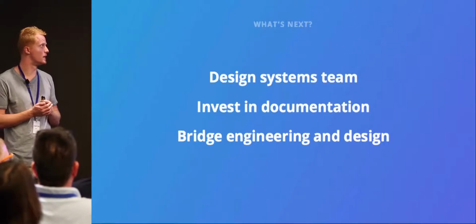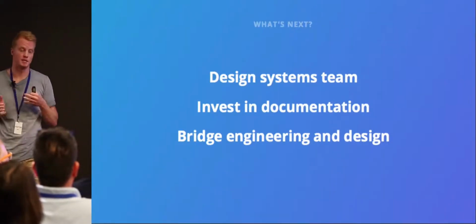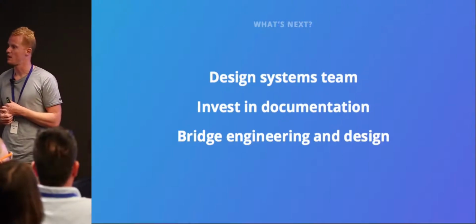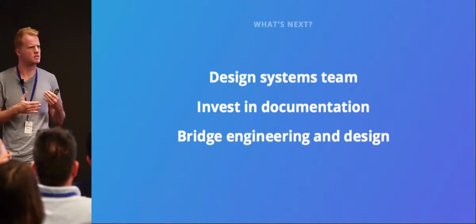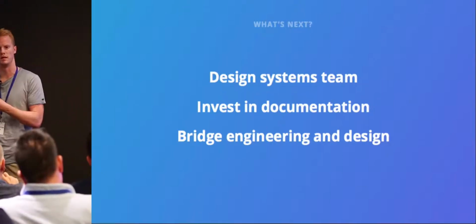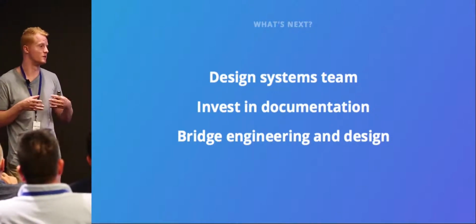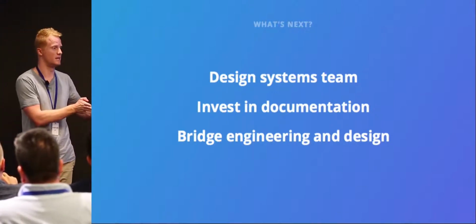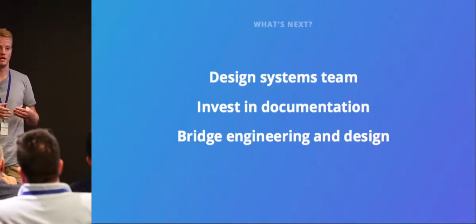In terms of what we want to do next, it's to set up a dedicated design systems team. If you look at systems like the ones at Google or Airbnb, GitHub, they have dedicated teams, and the systems there have literally taken years to get to the state that they're in at the moment, and I can't see Canva being any different.